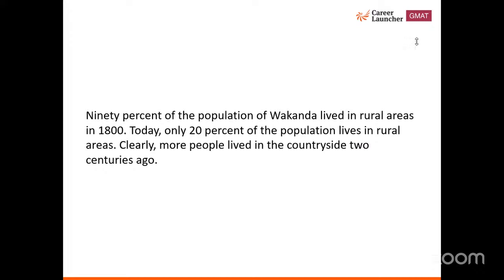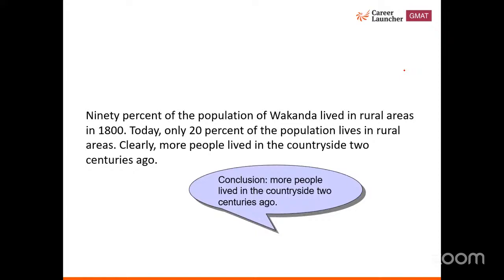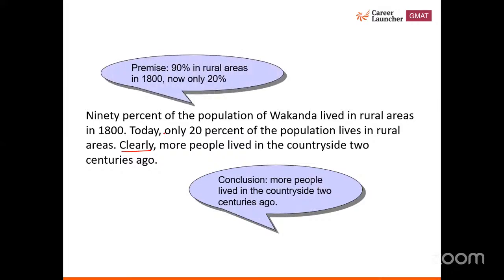Right. So let's have a look. The conclusion here is quite clearly given to you that more people lived in countryside 2 centuries ago. There was a very clear indicator given to you. Why? Because the data has been given to you, which suggests that 90% lived in rural areas in 1800. Now only 20% people live there. And therefore, the author seems to be concluding that more people lived in countryside centuries ago.